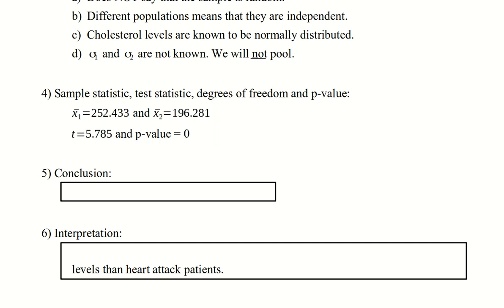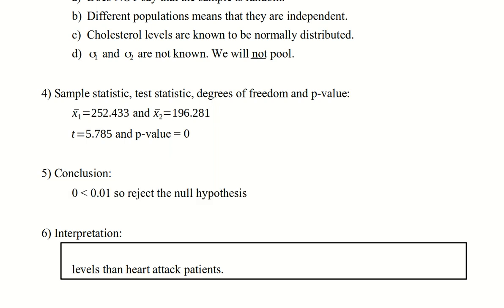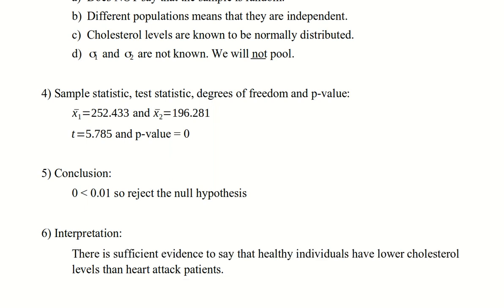So this is just recopied from the calculator screenshots on the previous page. So there's our t-value and there's our p-value. So the conclusion, well, that p-value is much smaller than alpha. So we are going to reject the null hypothesis. And we can say that nicely. There is sufficient evidence to say that healthy individuals have lower cholesterol levels than heart attack patients.